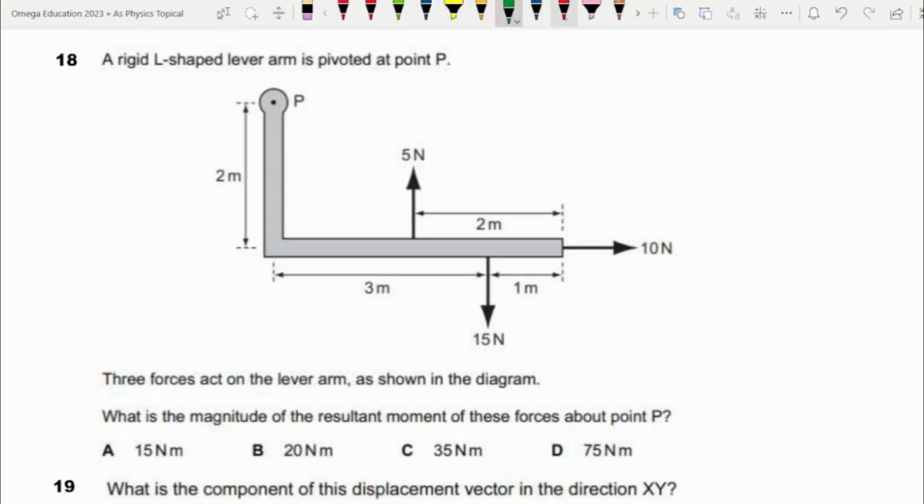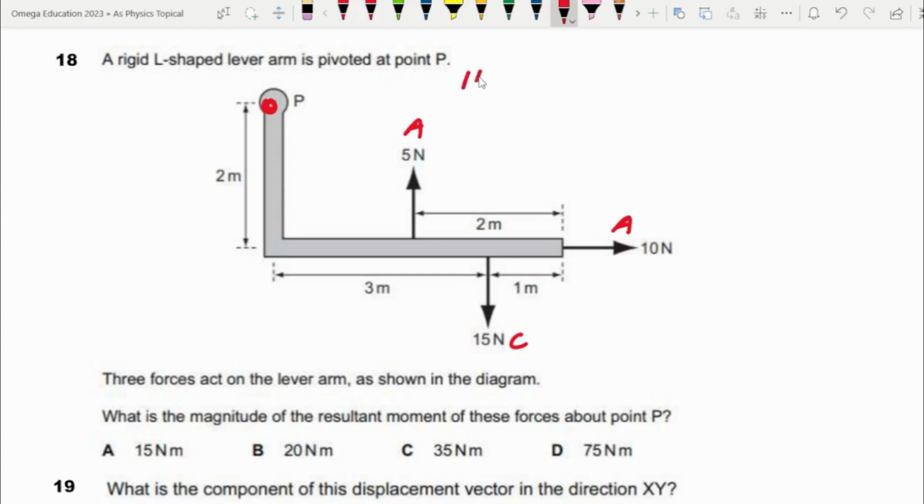Okay, then we have the next one. For this one, you need to find the resultant moment produced by the forces about the point P. So you can mark the forces first. This point is your pivot. This one would rotate it anti-clockwise, and this one clockwise. So clockwise on one side, anti-clockwise on the other side.